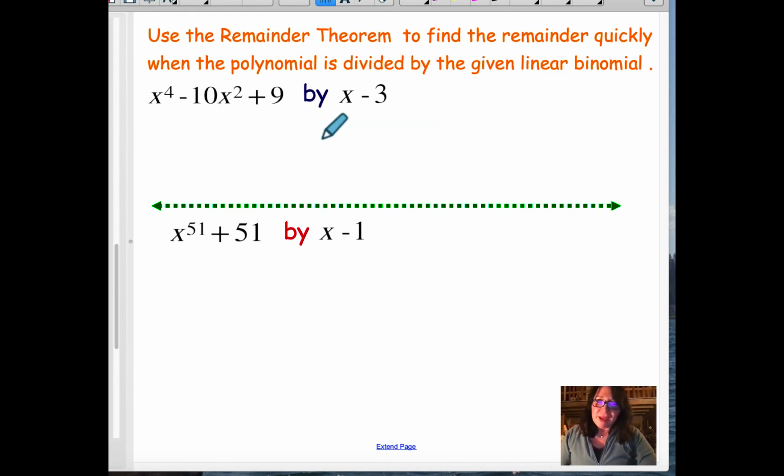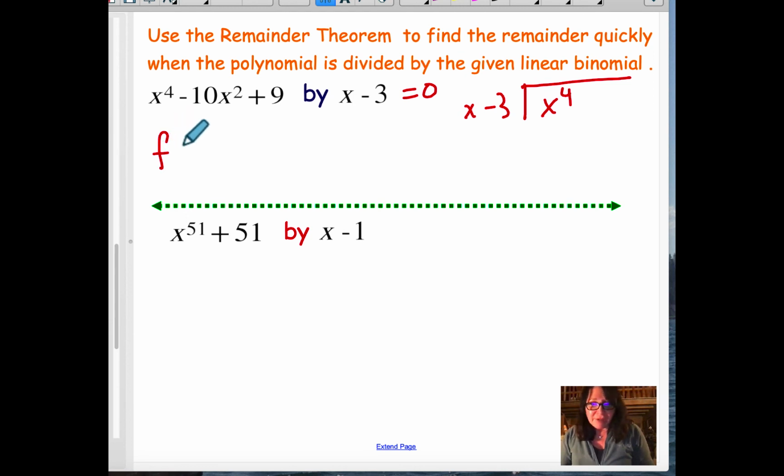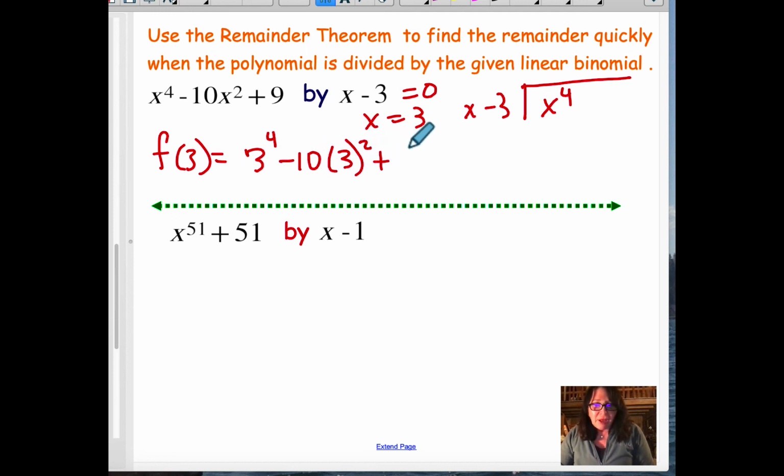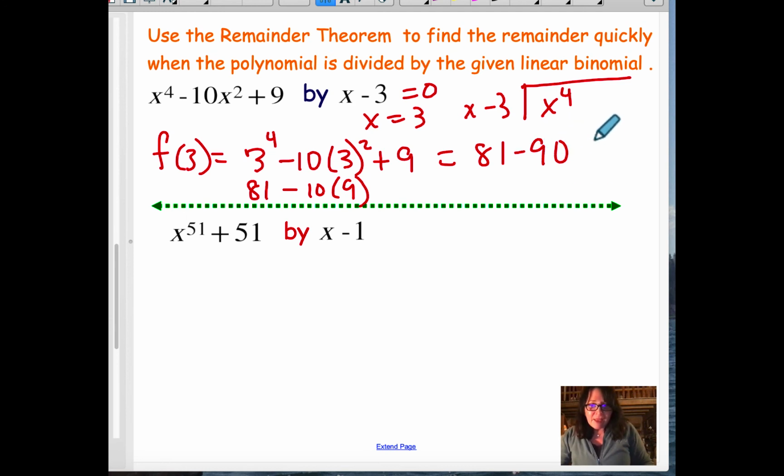Using the remainder theorem to find the remainder quickly, you just plug the value 3 in. So this is as if this was set equal to 0. You don't have to do long division. That's not required. You definitely can do long division, but the remainder theorem just says you plug this value in. So the value that you're going to plug in is x equals 3. So you would put a 3 here. And so that's going to be 3 to the 4th power minus 10 times 3 to the 2nd power plus 9. So for me, I would just plug this in my calculator to get the answer. 3 to the 4th power I know is 81. So we have 81 minus 10 times 9. So that's minus 90. And then plus 9. So 81 plus 9 is 90. 90 minus 90 is 0.